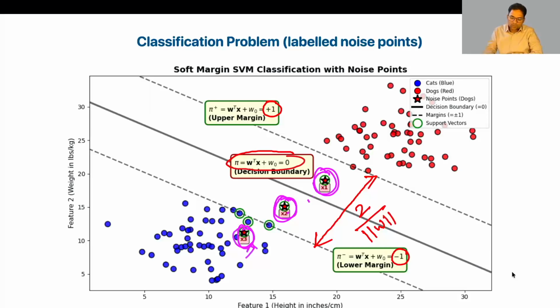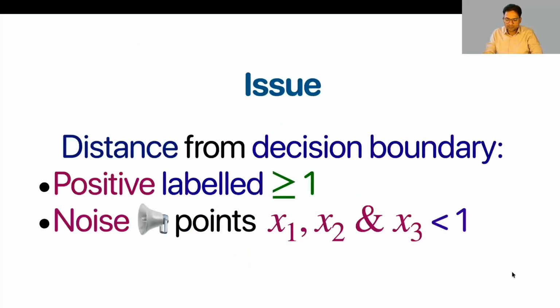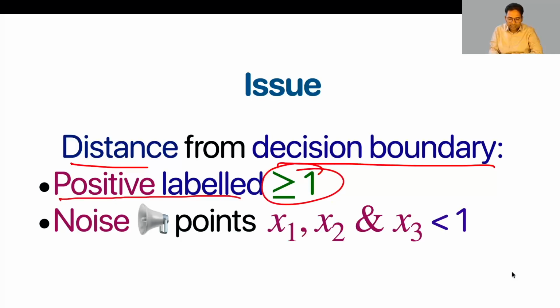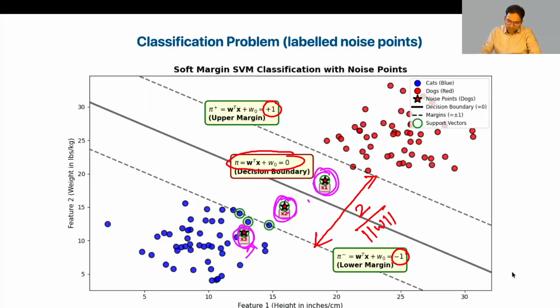So we introduce an error term here. Okay, we introduce an error term. So distance from the decision boundary for positive labeled points is greater than or equal to 1, and there are 3 noise points for which it is less than 1. So for positive labeled points, if you see, this distance is greater than or equal to 1, right? All these on the boundary will have 1, and for all these points the distance will be greater than 1.